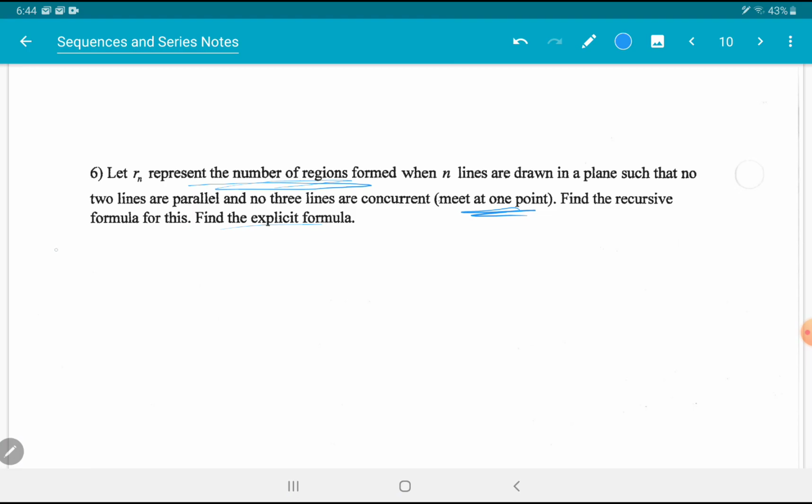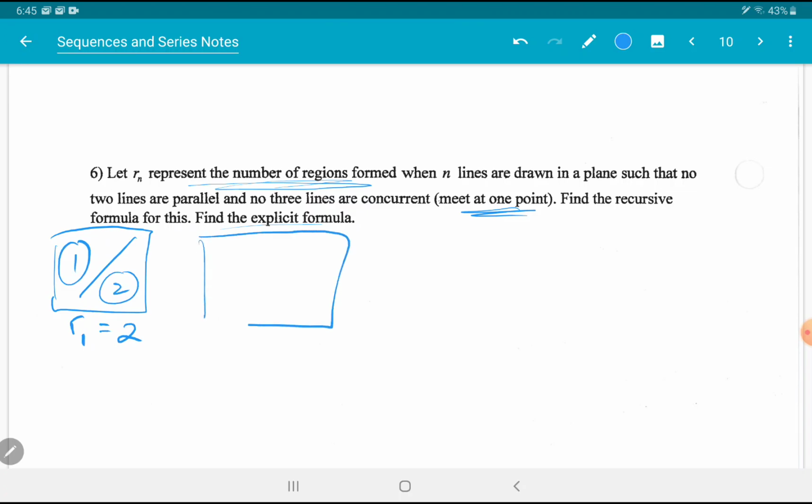Now we're going to make our rectangle the space, the plane that involves these regions, okay? Now R sub n represents the number of regions formed when n lines are drawn. So the first case is if you just draw one line, right? If we just draw one line, then R sub 1, just draw one line. How many regions do we form? We form one region here and 2 regions here. So R sub 1 is the value of 2 then, okay?